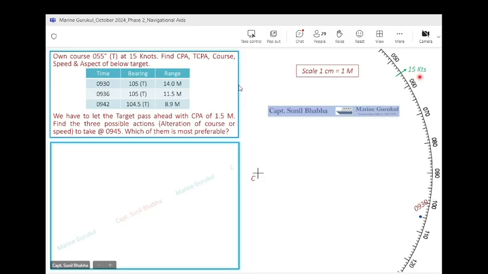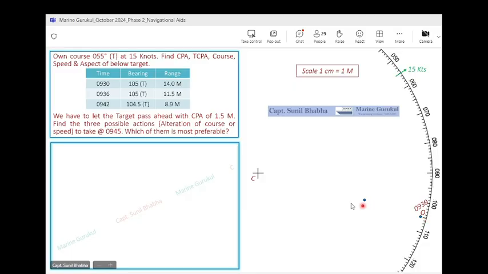Let us now plot the first observation, first position 0930. The bearing is 105 and the range is 14 miles. So from point C, using the graduations on the circumference at a bearing of 105 and at a range of 14 miles as per our scale, we mark the first relative position of the target. This observation is taken at 0930, so the time is also mentioned alongside. And as per our nomenclature, this is named as O, Oscar. So we have the first relative position of the target on the plot.